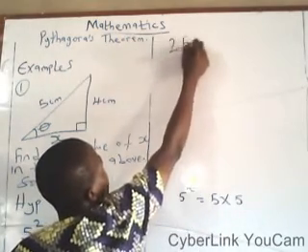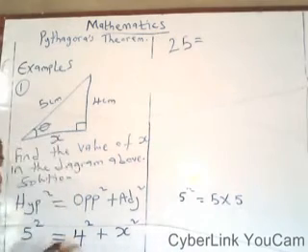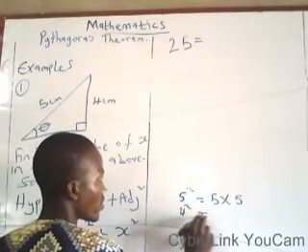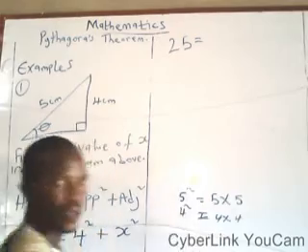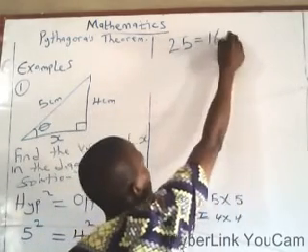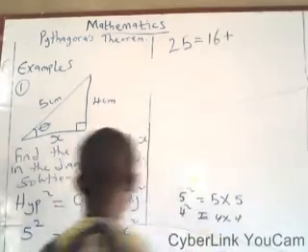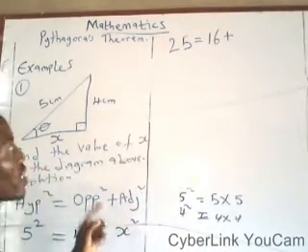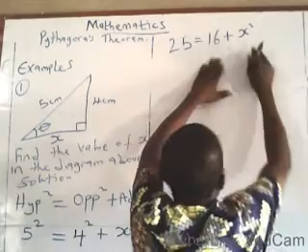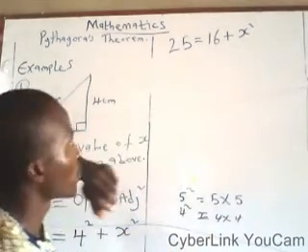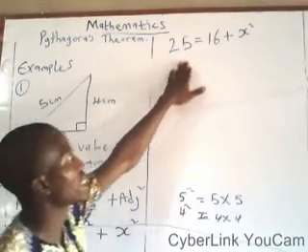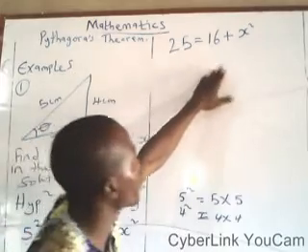We have this to be 25 is equal to 4 squared. 4 squared means it is not 4 plus 4, but 4 times 4. 4 times 4 is equal to 16. This is 16 plus x squared. X squared here will remain as x squared as we have it. What are we going to do next? The next thing we are going to do here is that we are going to collect like terms, since we are looking for what?